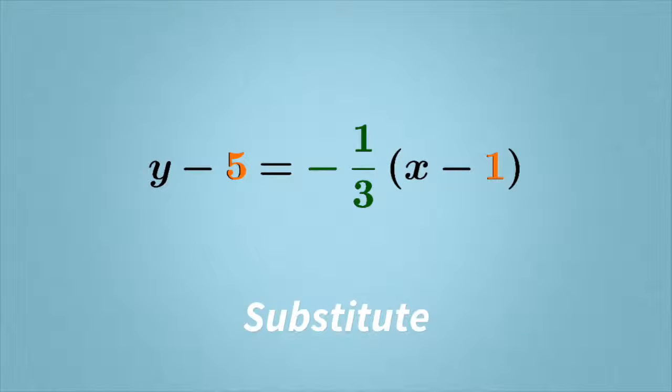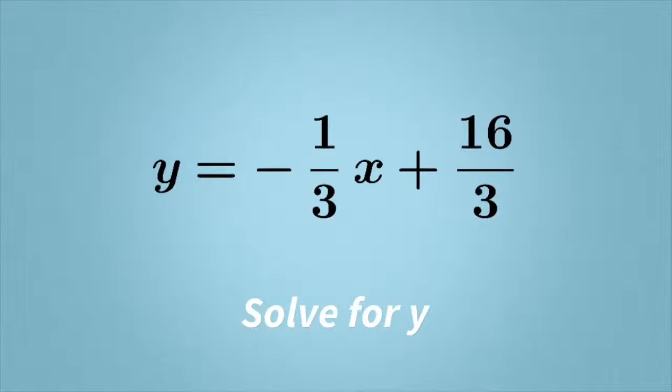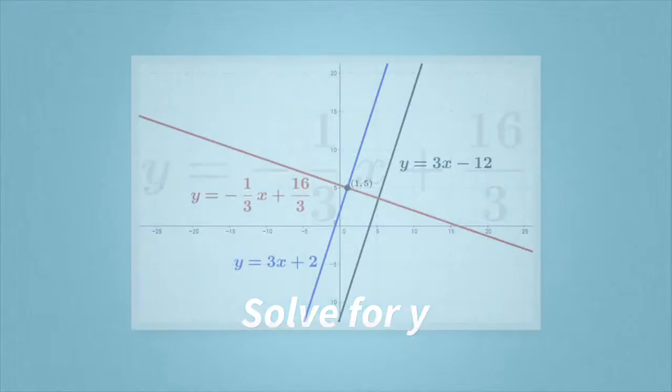We substitute the same point, but this time the slope is going to be different. Notice -1/3. We simplify, and once more solve for y. This is the equation of the line which is perpendicular to the equation given passing through the point 1, 5.